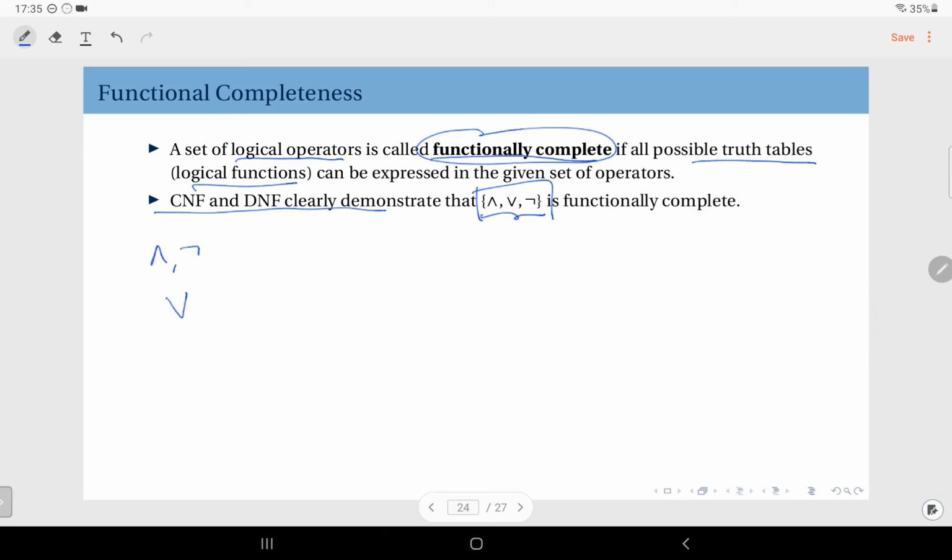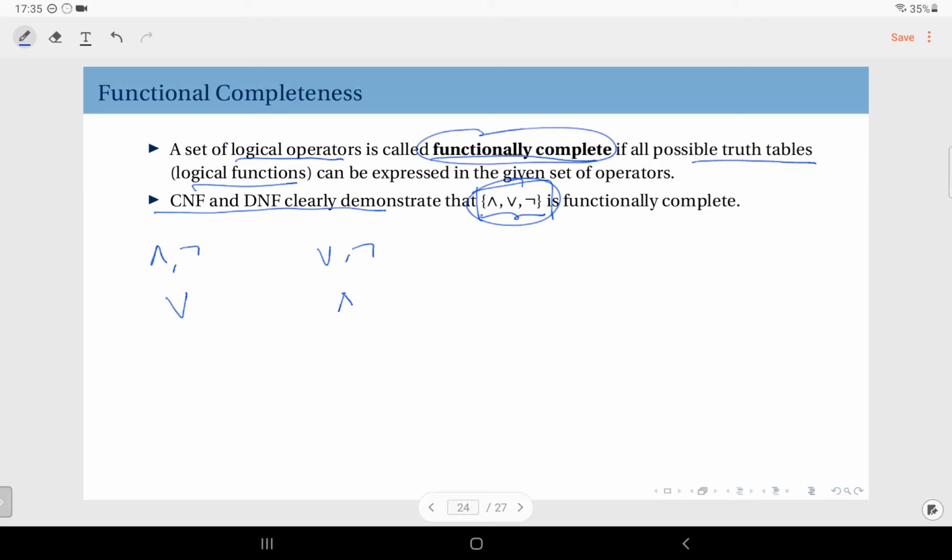And on the other hand, the max terms consist of operations ORs and negations, and we combine them using ANDs. You see, these are the only operators we need to represent any propositional function you can think of, which means this set is functionally complete. Okay, which means using these 3 operators, I can express any propositional function that you will give me. So this set is functionally complete.